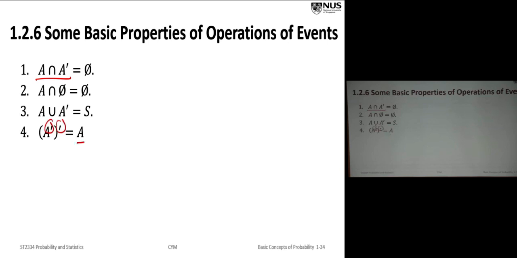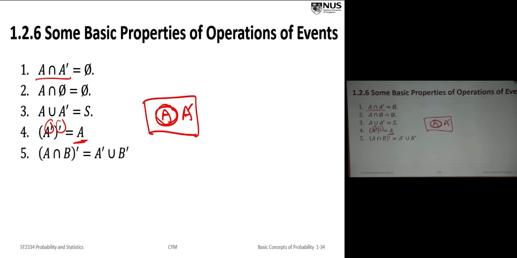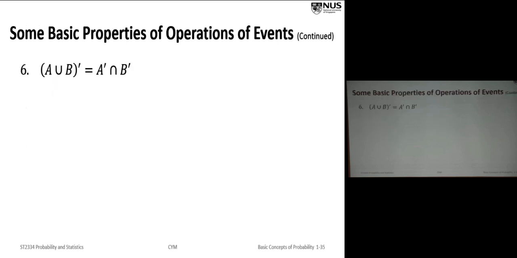Complement of a complement is equal to itself. So you can think of it: the complement of A complement will be A again. So we have discussed this part. Complement of A intersect B equals the union of the two complements.